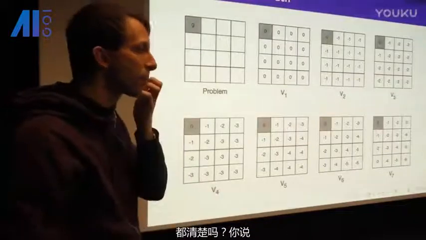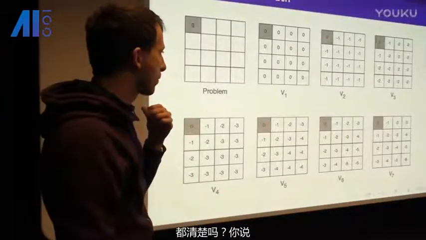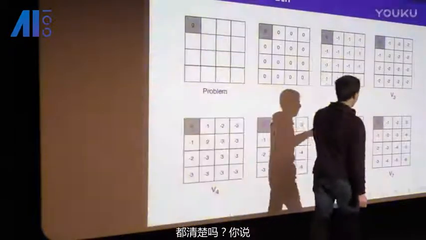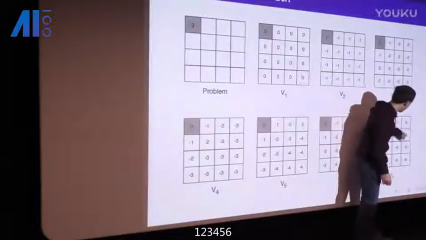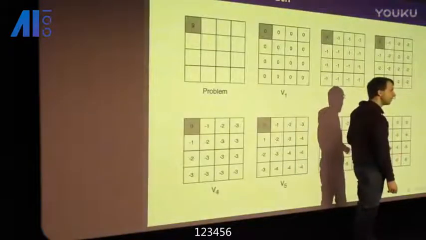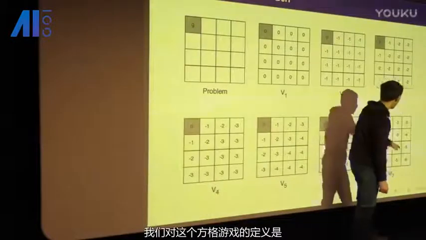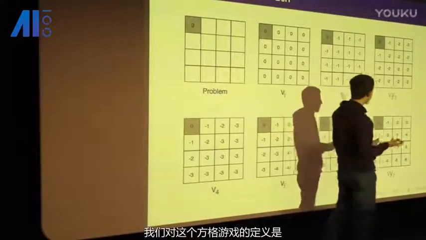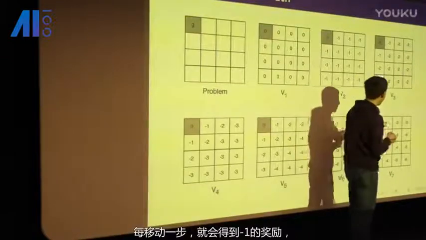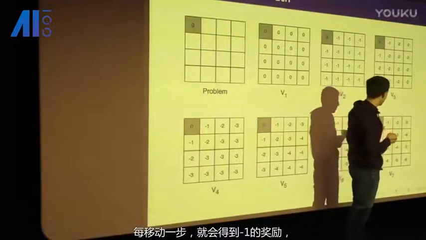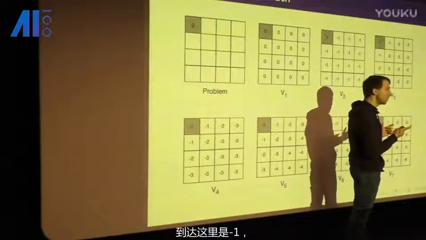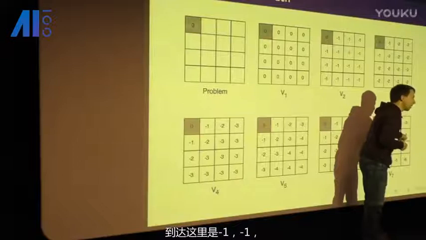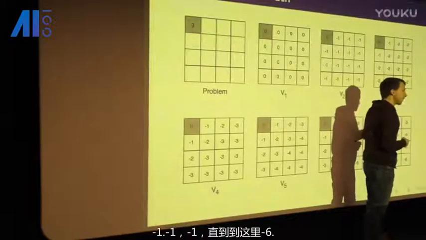Yeah, question? Minus 6, how would we get minus 6 from that position? 1, 2, 3, 4, 5, 6. So the definition of the small grid world was that every transition gets you minus 1 reward as you exit the state. So exiting here gets you minus 1, exiting here gets you minus 1, minus 1, minus 1, minus 1, and minus 1. So there's 6.